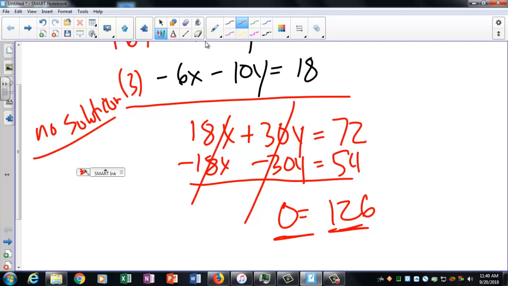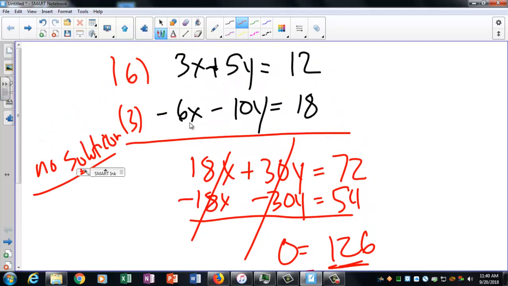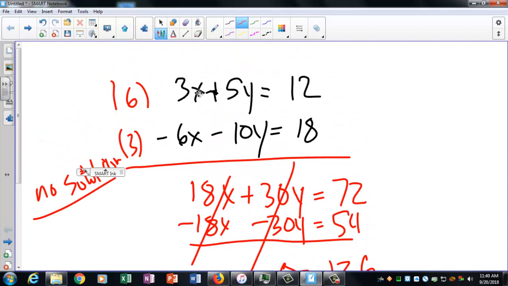It came out to like 126 equals 126, right? I'm going to show you how to deal with that. Could you just go back up so I can write it? The problem was 3x plus 5y. Now, listen, this shows itself in several locations.